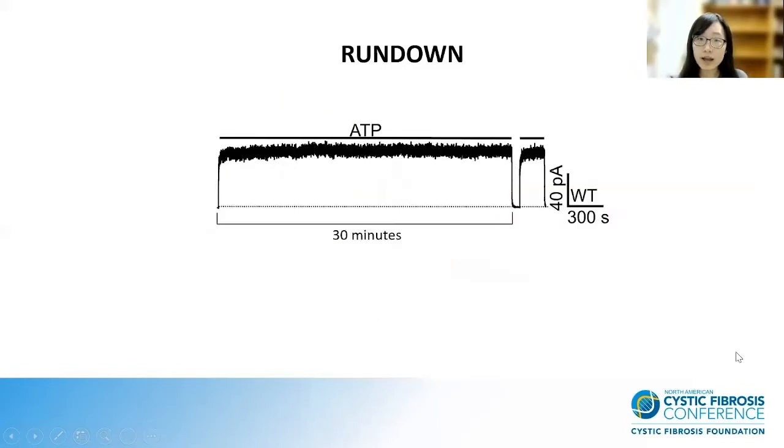Rundown does not happen when the channels have enough ATP. As shown here, the wild-type CFTR currents in ATP remain very stable for at least 30 minutes. Also, for channels to run down, it has to be in a continuous absence of ATP.